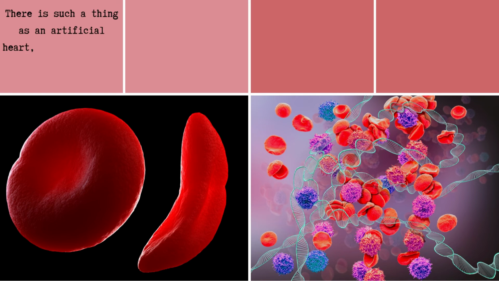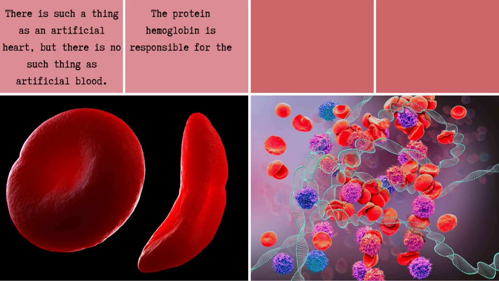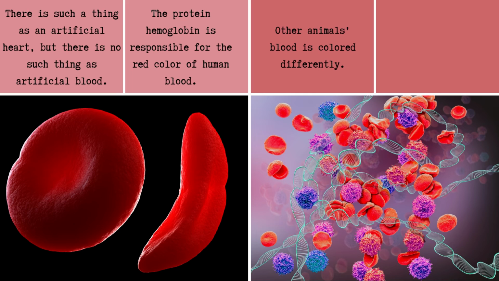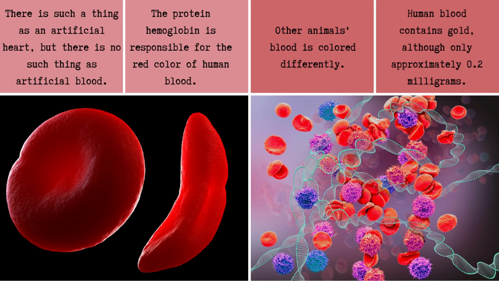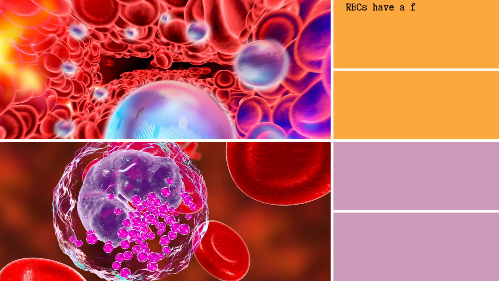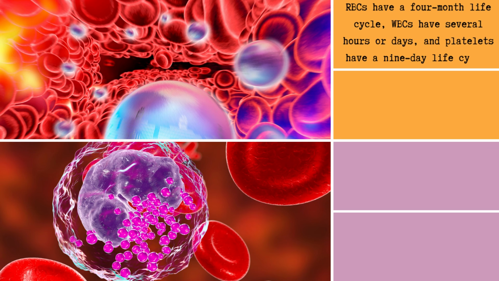There is such a thing as an artificial heart, but there is no such thing as artificial blood. The protein hemoglobin is responsible for the red color of human blood. Other animals' blood is colored differently. Human blood contains gold, although only approximately 0.2 milligrams. RBCs have a 4-month life cycle, WBCs have several hours or days, and platelets have a 9-day life cycle.